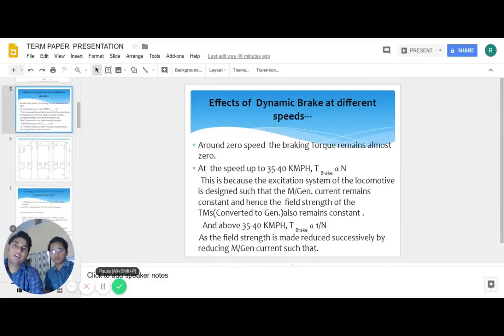Effect of dynamic brake at different speeds. Around zero speed, the braking torque remains almost zero, and by using dynamic brake, we cannot stop any loco. At speeds up to 35 to 40 km per hour, the dynamic brake is directly proportional to speed. This is because the excitation of the locomotive is designed such that the generator current remains constant, and hence the field strength of the traction motor also remains constant. But when speed exceeds 35 to 40 km per hour, it is inversely proportional to the speed, as the field strength is successively reduced by reducing the current.